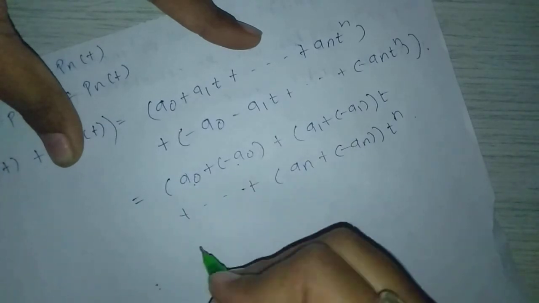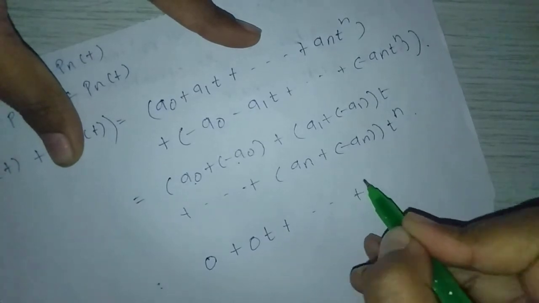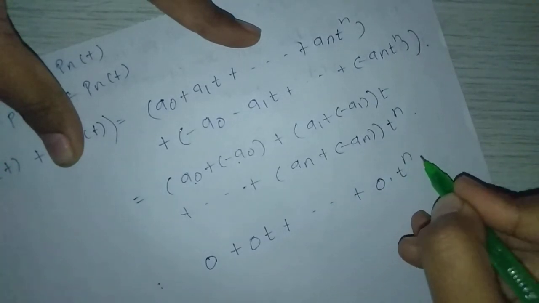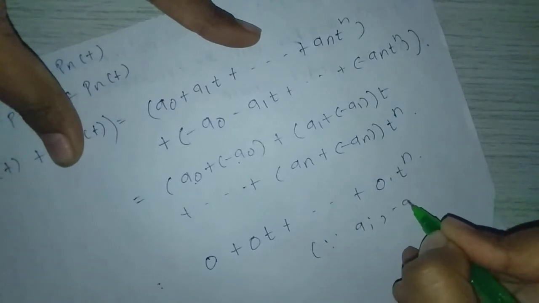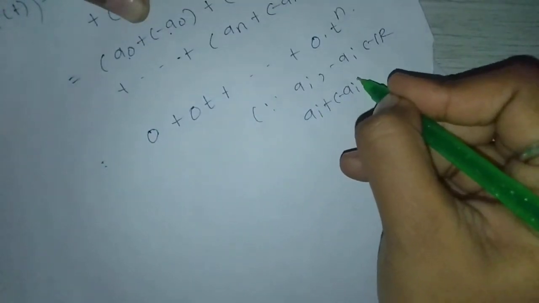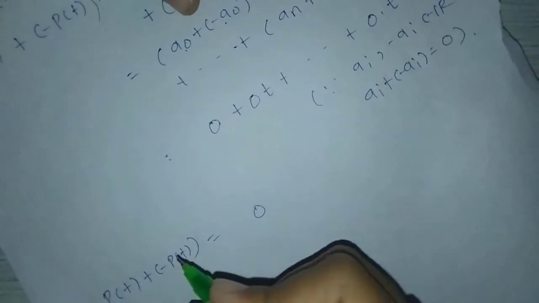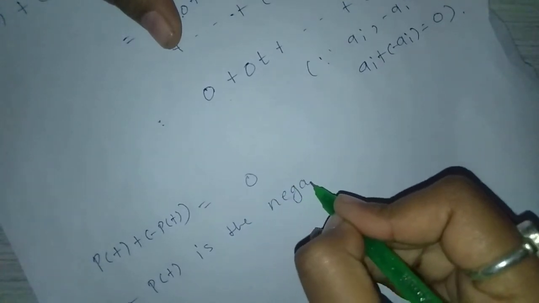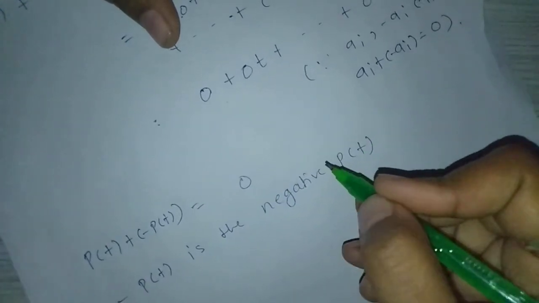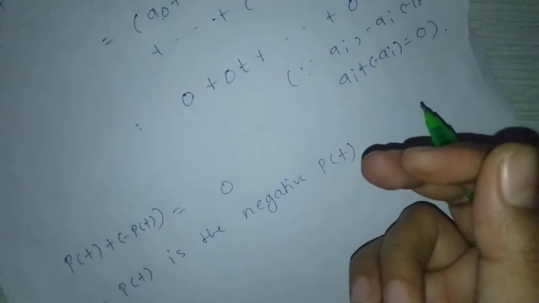A naught minus a naught is 0, plus a1 minus a1 is 0 into t, and so on, plus an minus an is 0 into t raised to n. Since ai and minus ai belong to R, ai plus minus ai equal to 0, and this polynomial is nothing but the zero polynomial. So P of t plus minus P of t equal to 0, means minus P of t is the negative of P of t which belongs to Pn of t, means additive inverse exists in Pn of t.